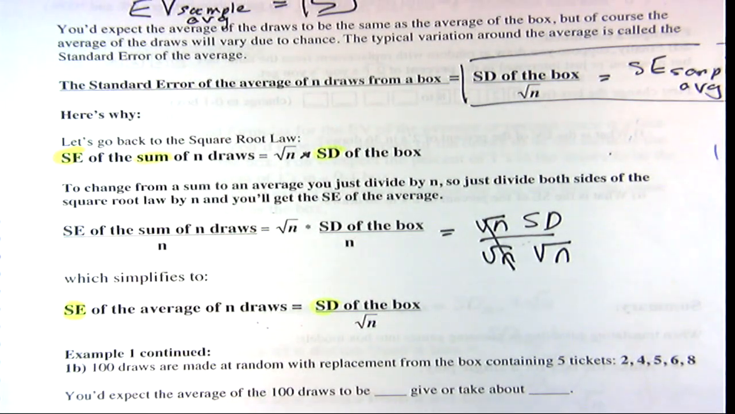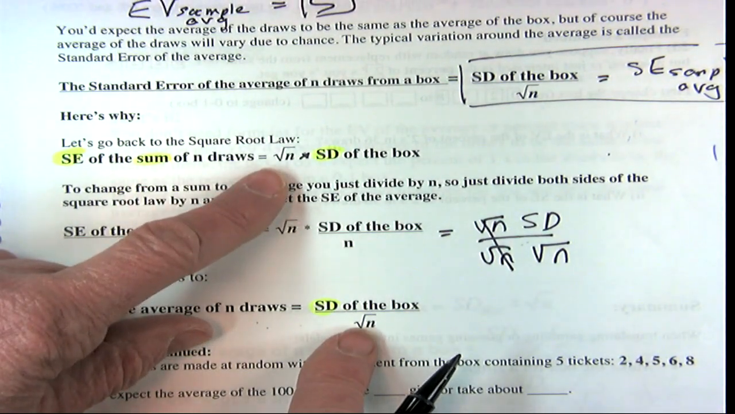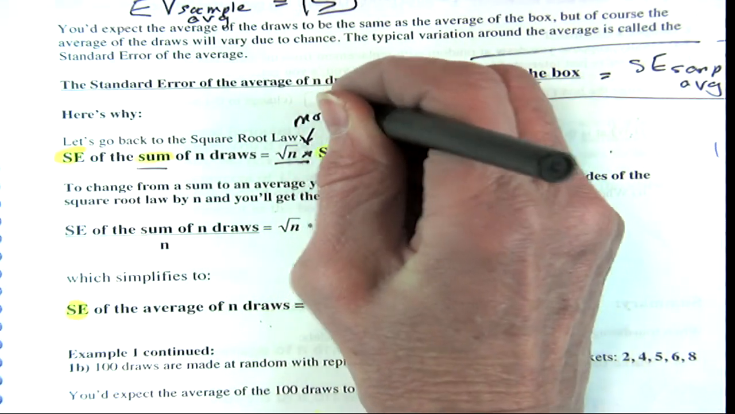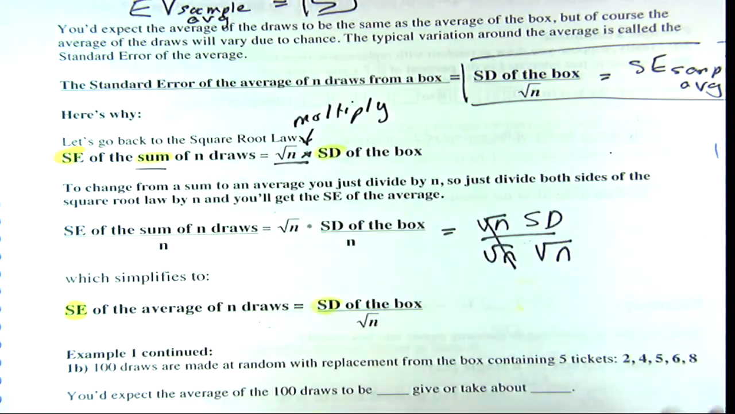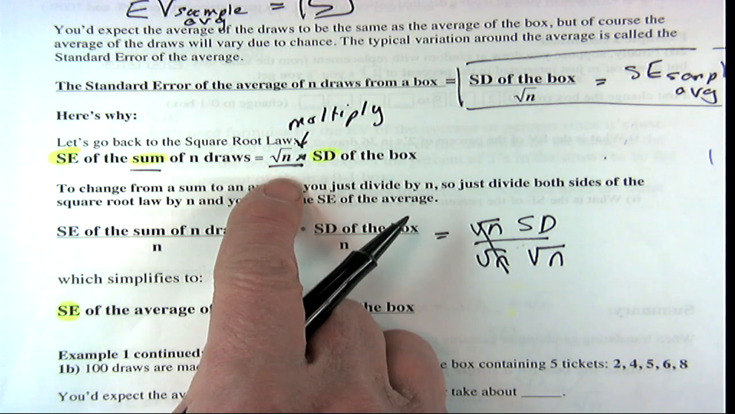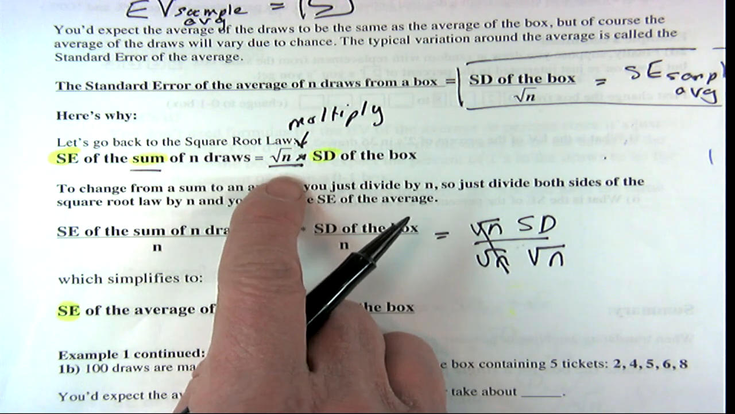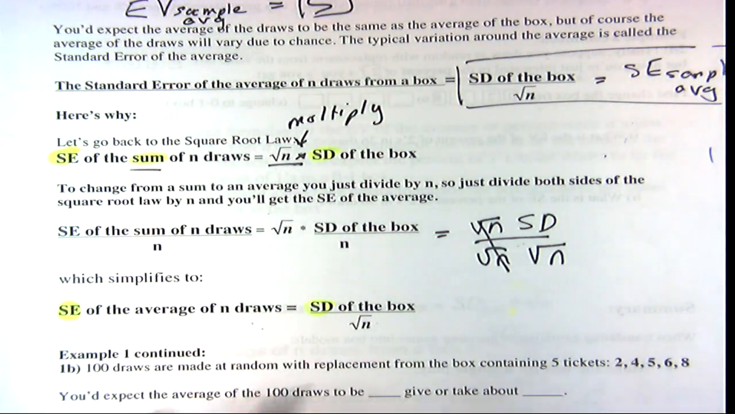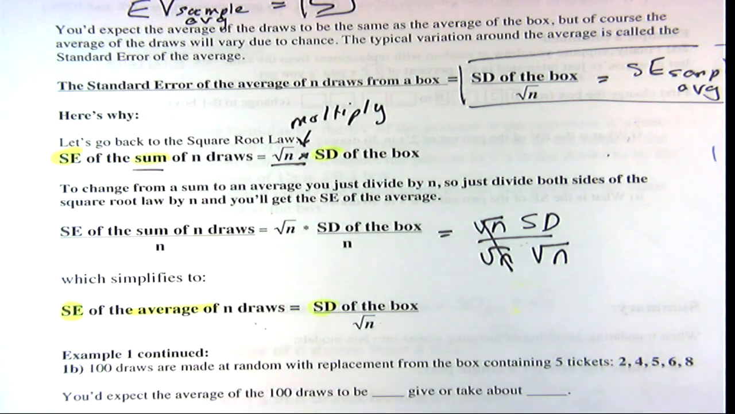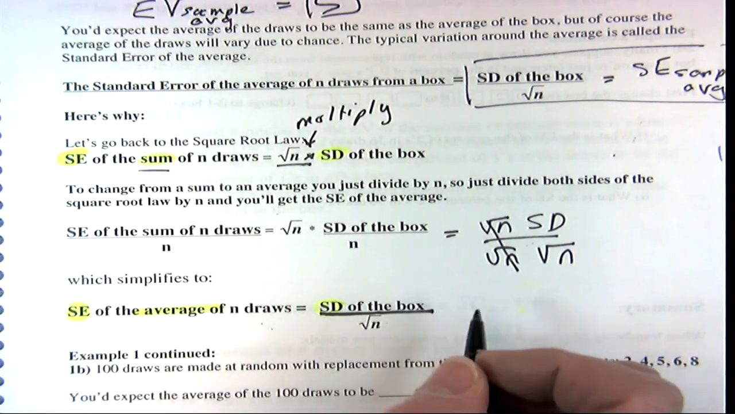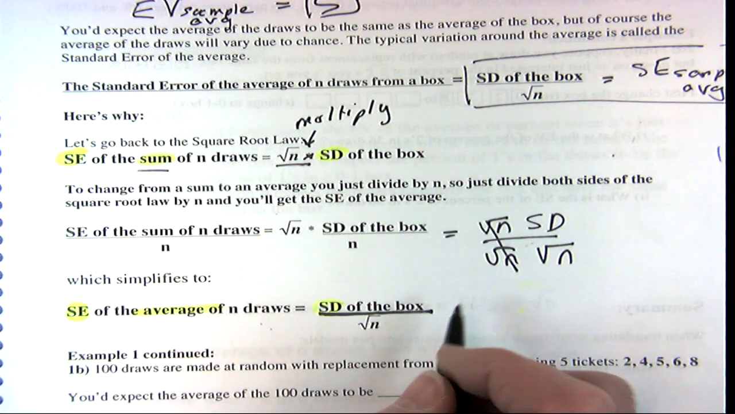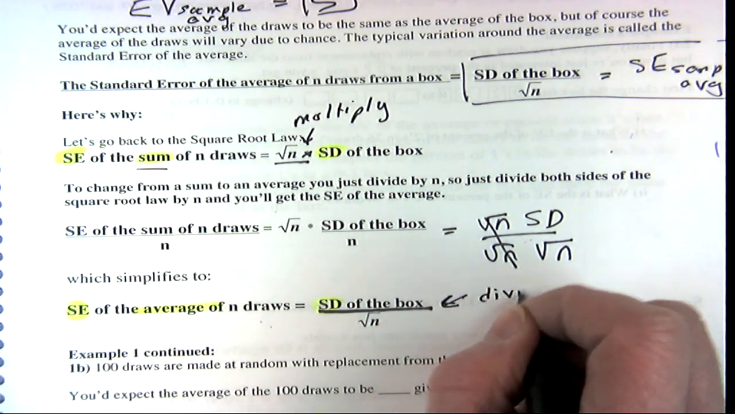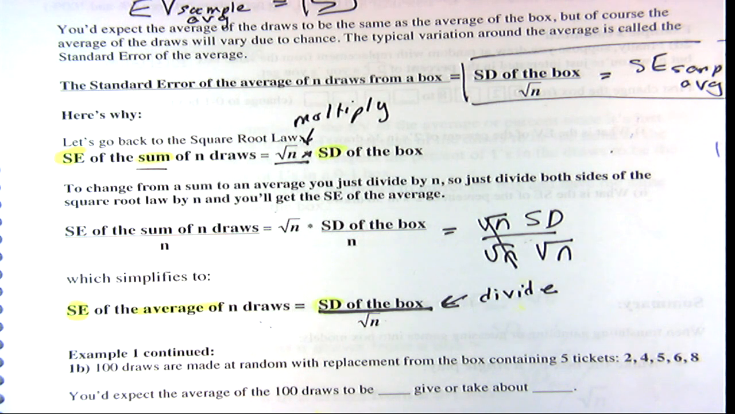So the question is, the square root law, do you multiply or divide by the square root of n? Well, when you take the sum, you're going to multiply because your sum gets bigger and bigger and bigger, and so does your error, but not as fast. If you multiply your number of draws by n, you multiply your error by square root of n. So now when you're taking the average, right, here's the average, you're going to divide by the square root of n. So you will divide. Not multiply, but divide. Okay?